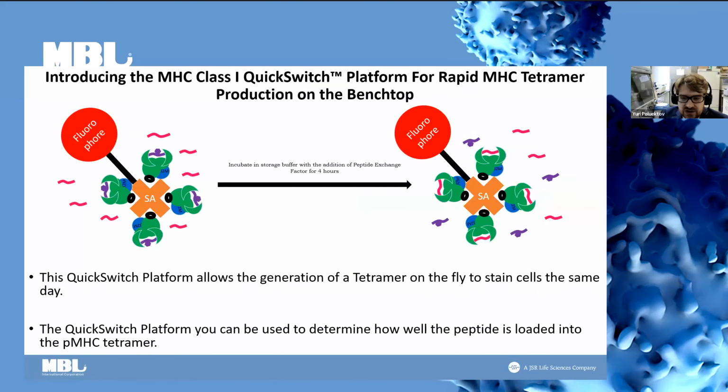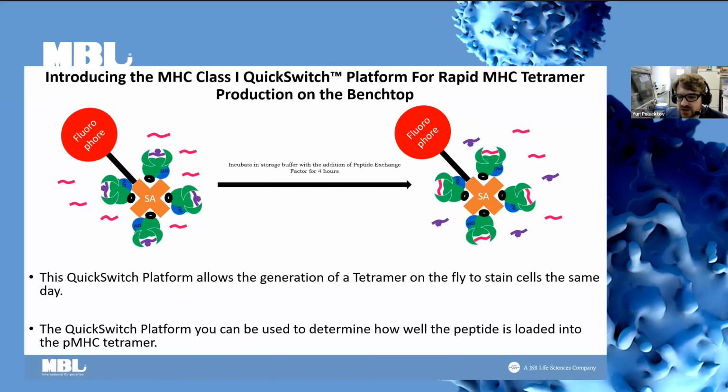Our system for generating MHC tetramers through peptide exchange is called QuickSwitch. Through multiple testing, we have validated that for most MHC molecules, the peptide exchange principle applies even when the MHC molecules are already bound to a streptavidin molecule or tetramerized. And this is our little cartoon of a tetramer. By loading the MHC molecules with a weak binding peptide, or what we refer to as the exiting or the QuickSwitch peptide, and adding a special peptide exchange factor, we're able to complete the exchange reaction in about 4 hours.